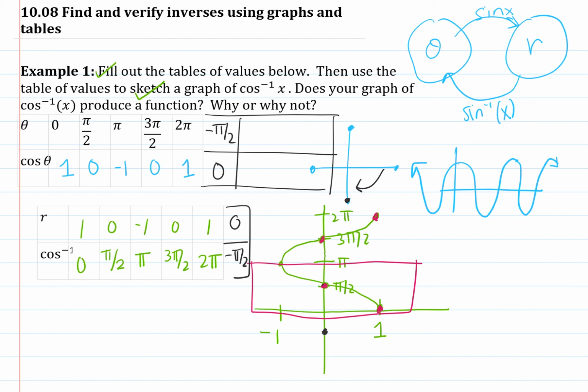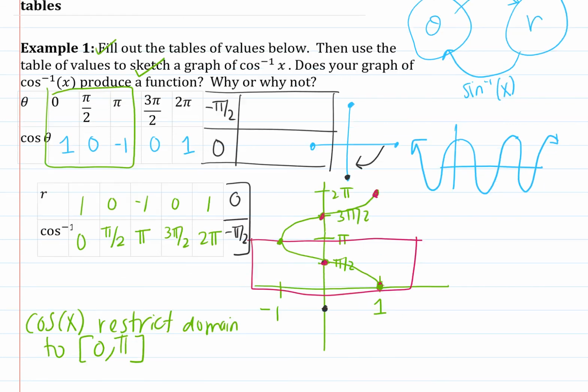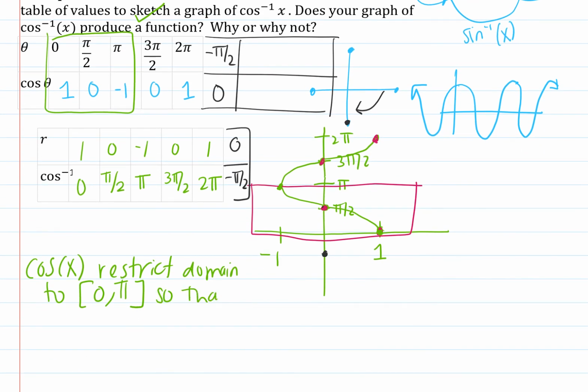Take a look at what I've highlighted in this pink box here. That's using the x values 1, 0, and negative 1, right? And everything in between. So inverse cosine is only a function if we capture this part of the original function. So for cosine of x, we have to restrict its domain to the interval from 0 to pi. We can include both of those values because we don't have any overlap in the resulting inverse, so that the inverse cosine of x is a function.